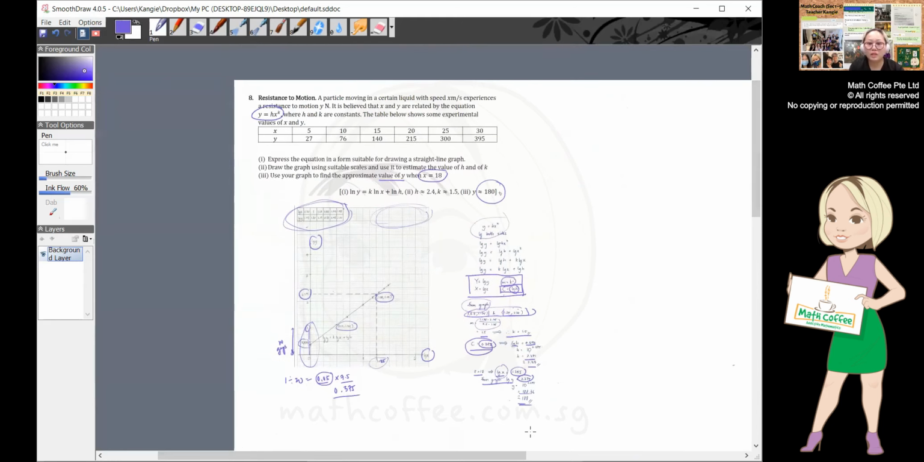So this is for question 8. All good? Any questions so far? Okay, I'm done with my graph. There is one last question, question 9. I'm not going to draw it out, but I'm just going to mention a few things to unstuck you so that you can do it yourself.